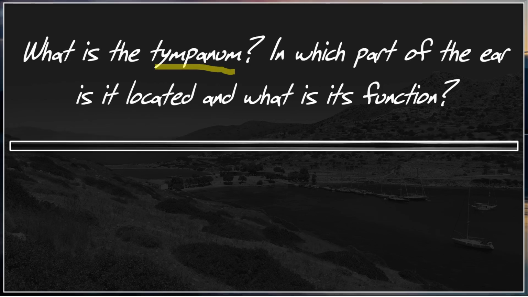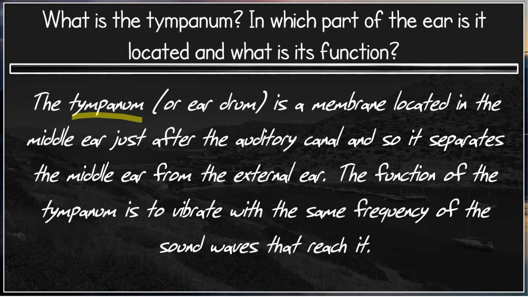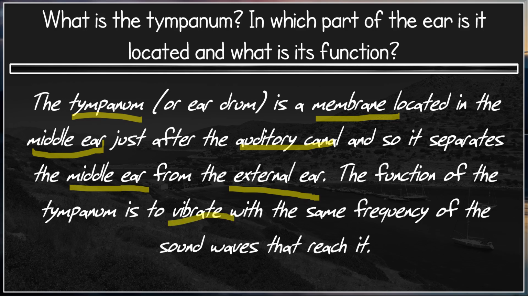What is the tympanum? In which part of the ear is it located, and what is its function? The tympanum, or the eardrum, is a membrane located in the middle ear, just after the auditory canal, and so it separates the middle ear from the external ear. The function of the tympanum is to vibrate with the same frequency of the sound wave that reaches it.